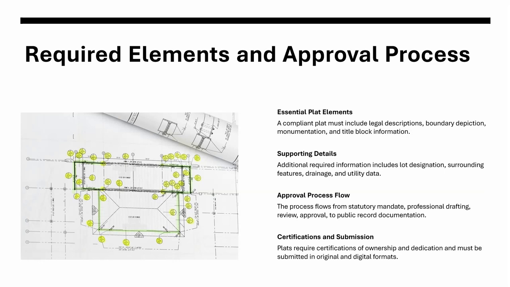Fourth, Commissioner's Court or Planning Commission approval. Once approved, the plat is signed and then formally recorded by the county clerk. And then lastly, fifth, we have public record. The plat becomes a public document, enforceable and referenced in property transactions, improvements, and boundary determinations.